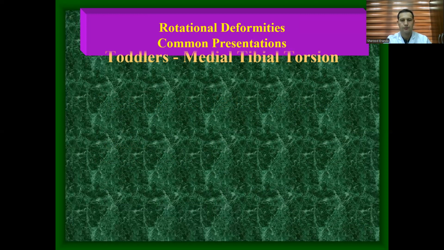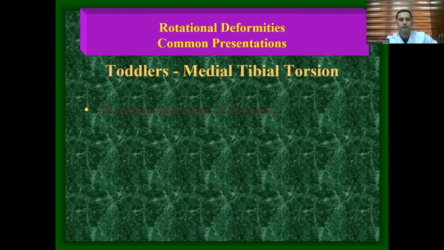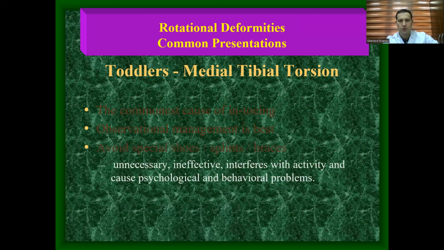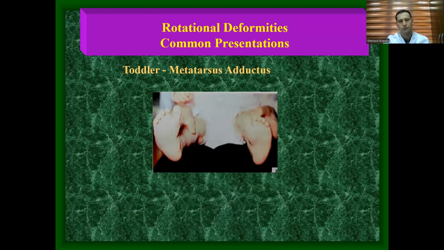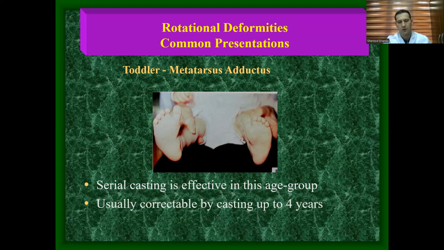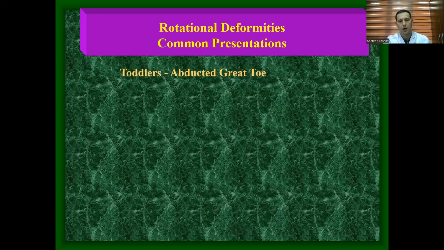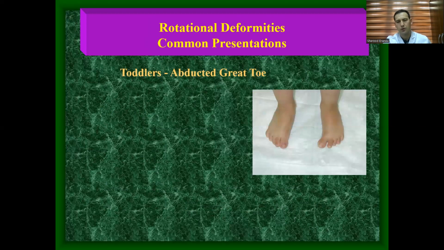Common presentations, toddlers, medial tibial torsion: the common cause of in-toeing. Observation is the best management. Avoid special shoes, splints, braces, which are ineffective, interfere with activity, and cause psychological and behavioral problems. Toddlers, metatarsus adductus: serial casting is effective in this age group, usually correctable by casting up to 4 years. Toddlers, adducted gait: dynamic deformity, overpull of the abductor hallucis muscle during stance phase. Spontaneously resolves, no treatment.